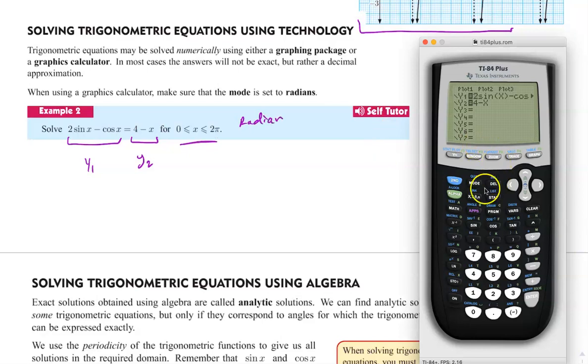So you're just going to hit mode, and we are in radian mode. So get out of that. Next, after I graph it, you can see a graph happen here. I'm going to have to fix my window.